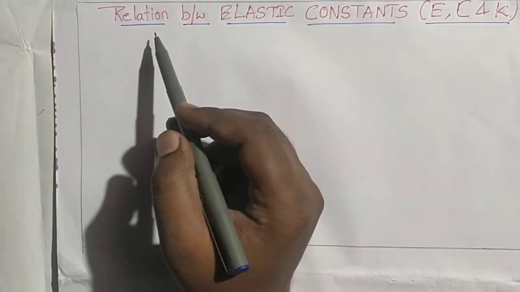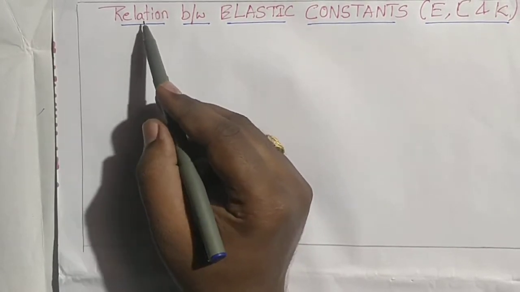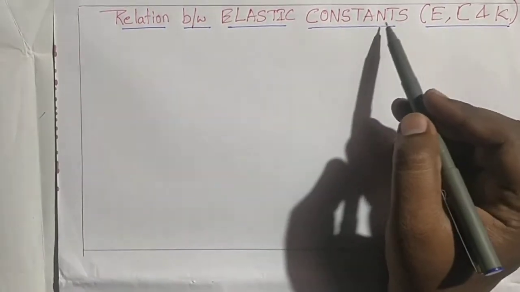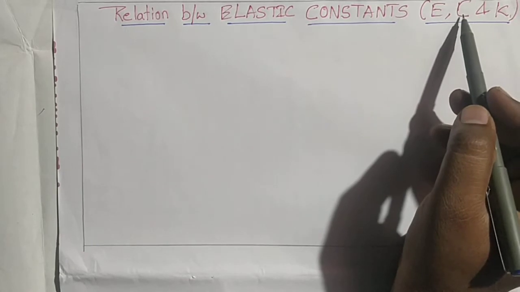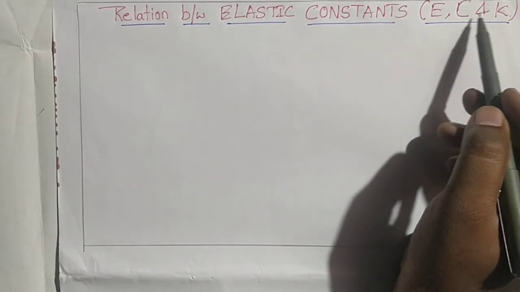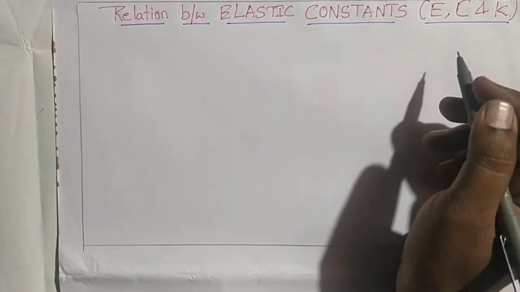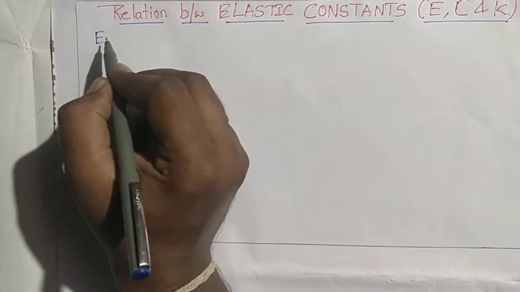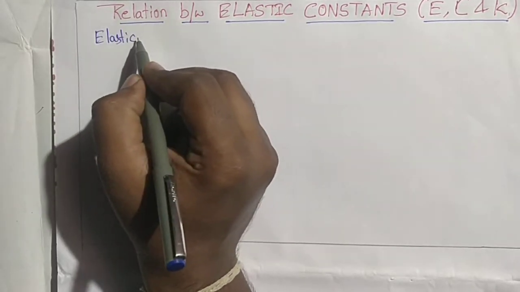Myself, A. Ramanjanailu. Today I am going to explain a relation between elastic constants. Already we know the elastic constants: Young's modulus E, modulus of rigidity C, and bulk modulus K. First of all, we briefly recall what the elastic constants are.